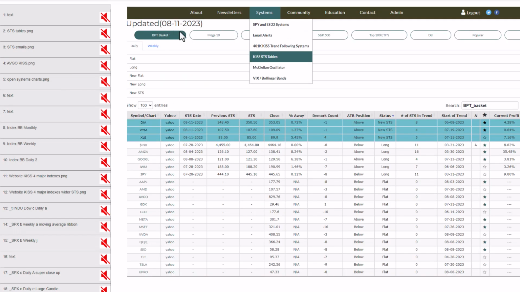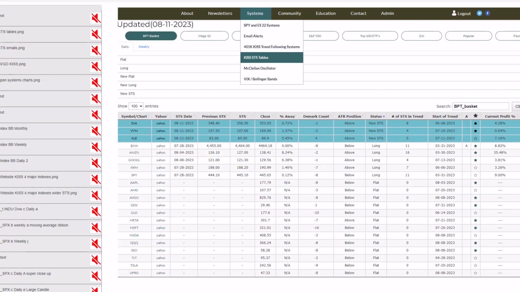Next, before we get into the market, let's talk about some of our admin things. So image number 2 here. Again, if you haven't done so, go to the systems section on the website, hit KISS STS tables, and you're brought to our amazing KISS trend following systems that are exclusive to Breakpoint Trades. And you have various tabs up here. You can see on Friday, for example, we got new smart trailing stops on the Dow, VYM, and XLE. Of course, these are the ones that are open. And these are the ones on our basket that have closed out. Really nice gains, but these are all flat at the moment.